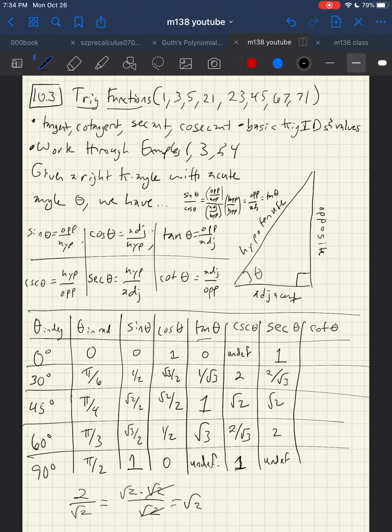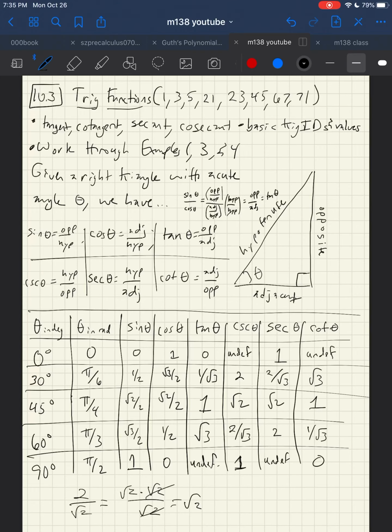And 1 over tangent is cotangent, so 1 over 0, undefined. 1 over root 3 is root 3. 1 over 1 is 1. 1 over root 3 is 1 over root 3. And this 1 over undefined, we can't really do that. But if tangent was sine over cosine, 1 over that's going to be cosine over sine, right? It's going to be the same thing but flipped. So cosine over sine, that's 0 divided by 1. Oh, this means we've got 0 here. And that is the whole chart for our special values.